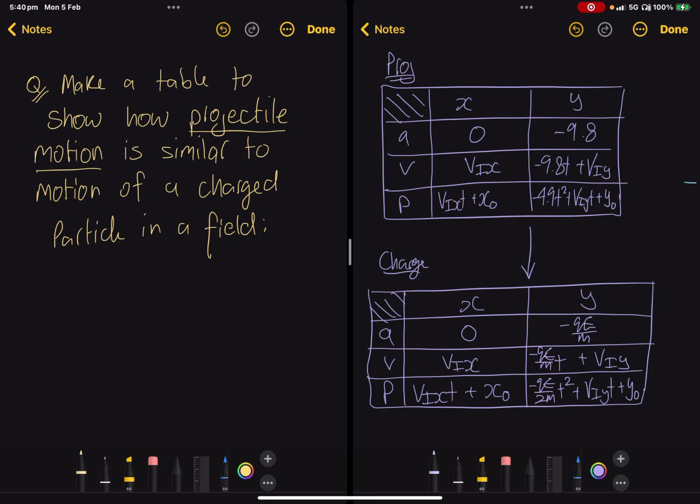So you can see that these are very similar in many cases. Right? Very similar. And this is essentially what we're trying to show with this question. We're trying to show that the formulas for projectile motion are very similar to the formulas for the motion of a charged particle in a field. Right? These are incredibly similar, and we model them using incredibly similar formulas.